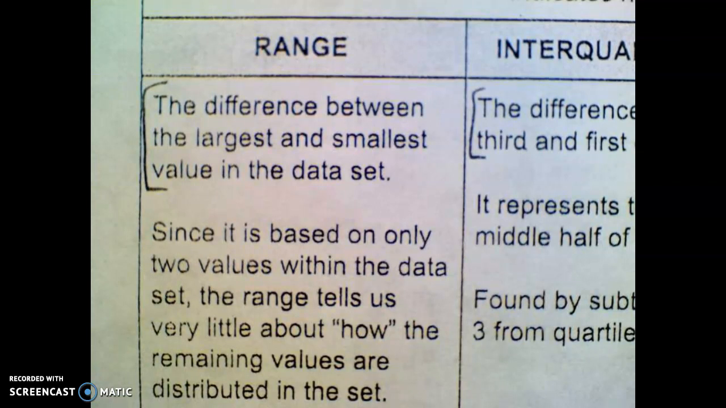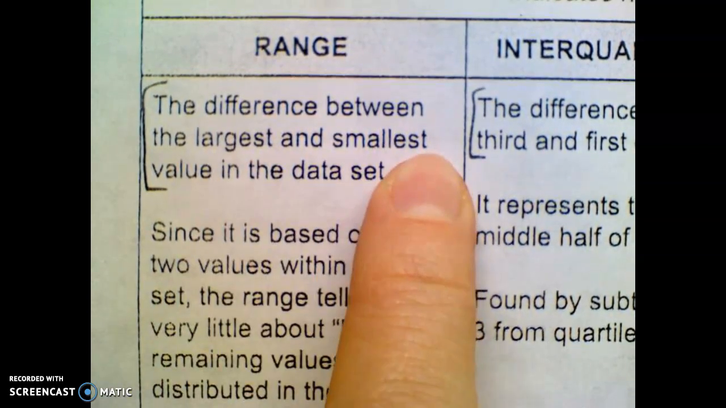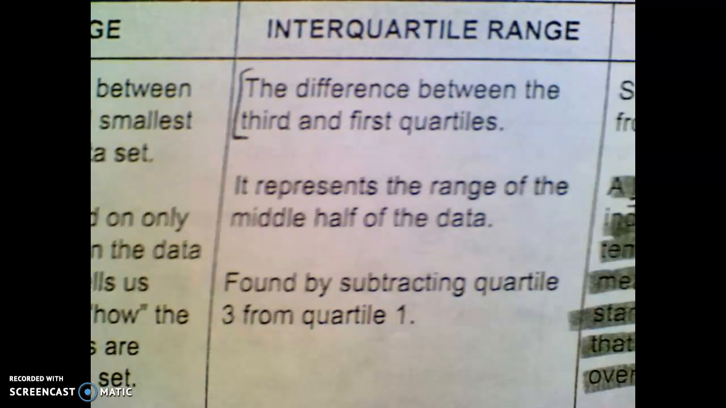All right, next we're going to talk about some words that may not be familiar. So range is the difference between the largest and smallest. It just basically means find your max and find your min and subtract those 2 numbers. So range is very easy to find as long as your data points are in order.